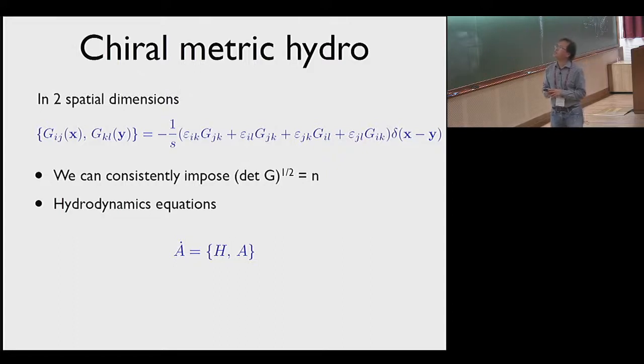S is going to be matched to what we want in the quantum Hall effect. S has to be a constant. It cannot be a function of fields in order for the Jacobi identity to be satisfied.